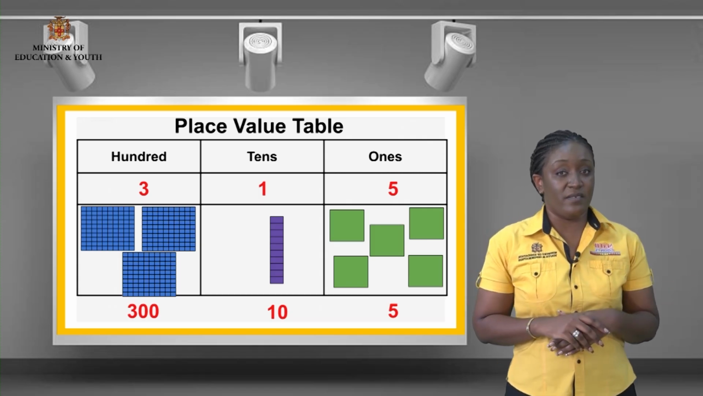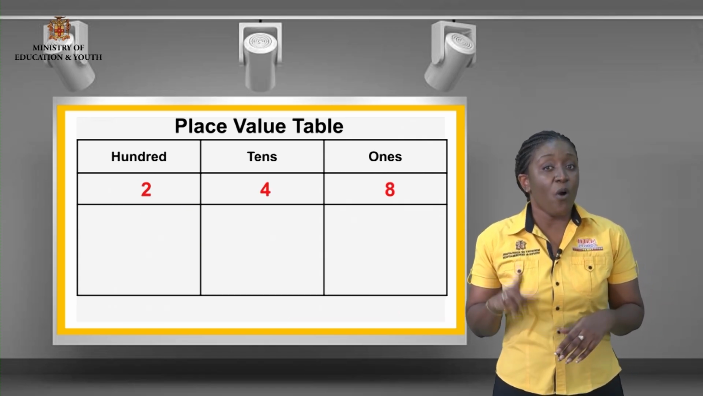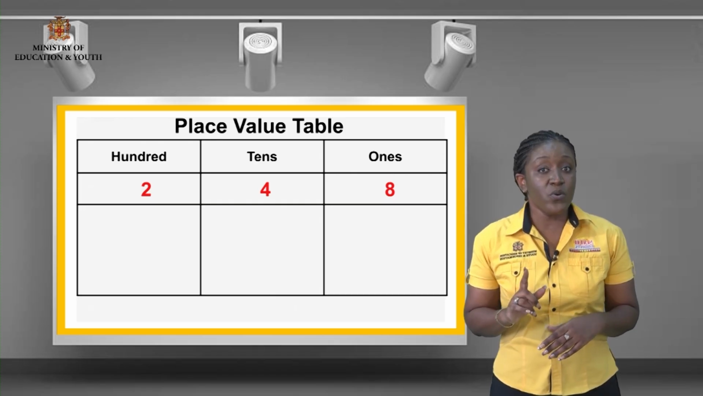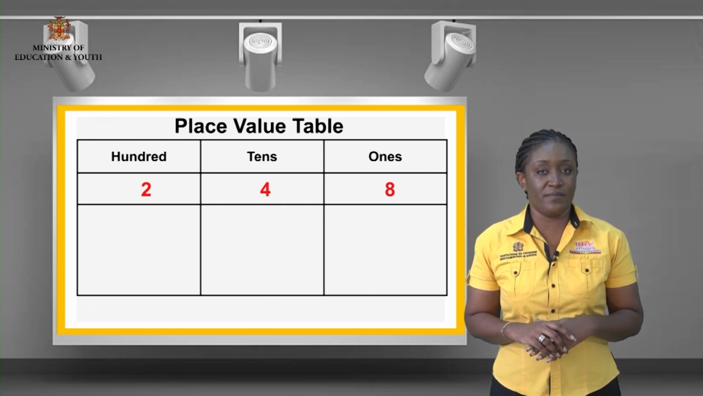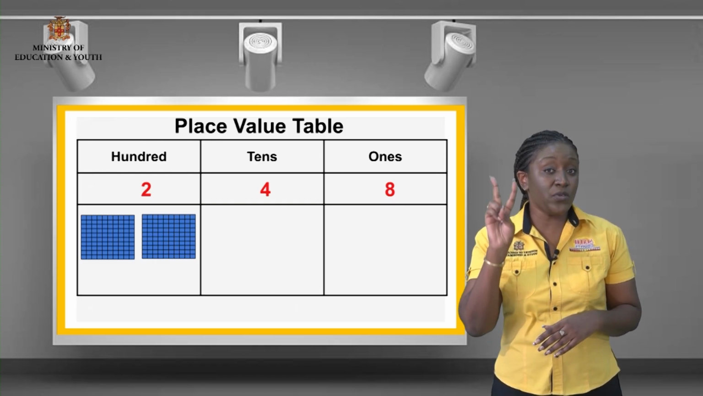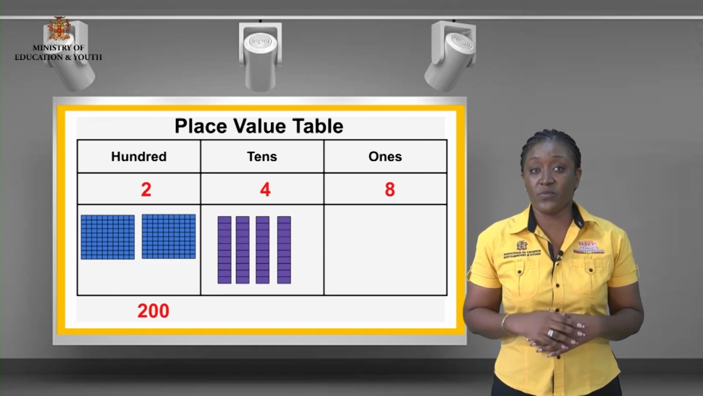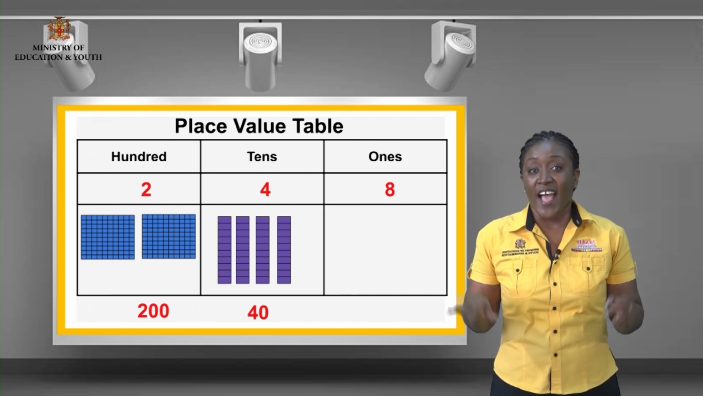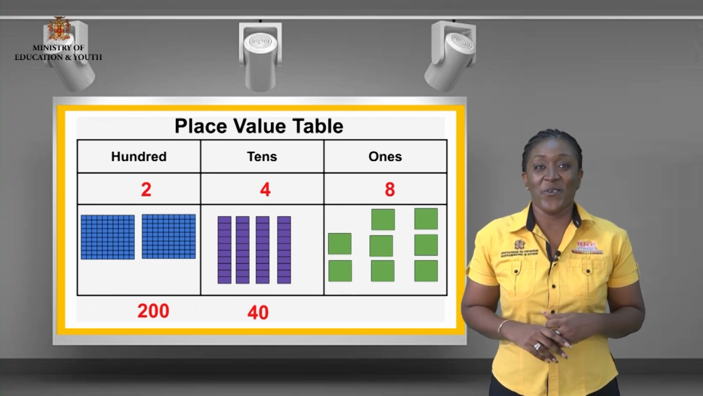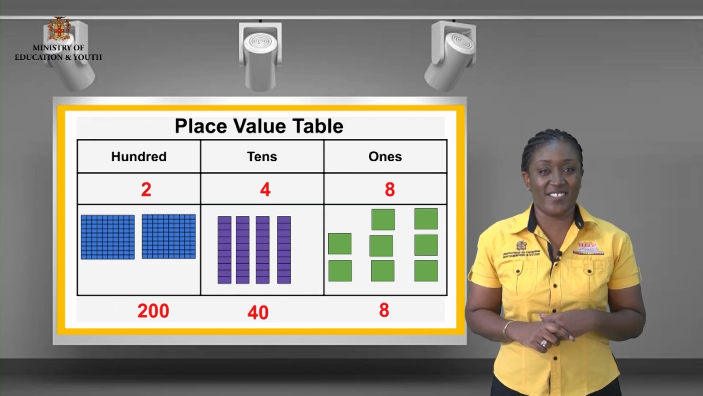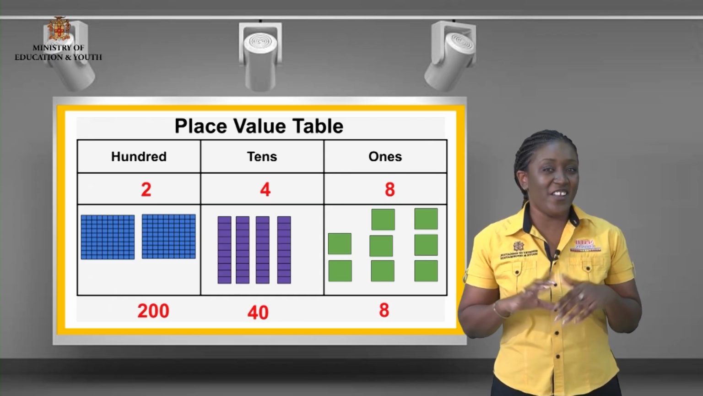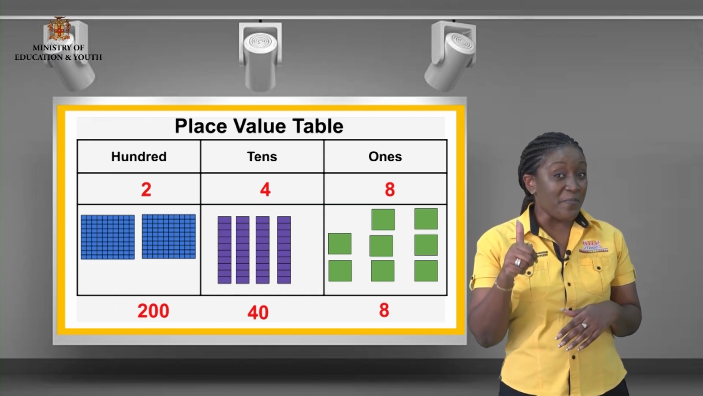How about this one? Our number is 248. We will have 2 flats, which is 2 hundreds, 4 longs, which is 4 tens, and 8 units, which is 8 ones. You are really learning, boys and girls. Keep it up.